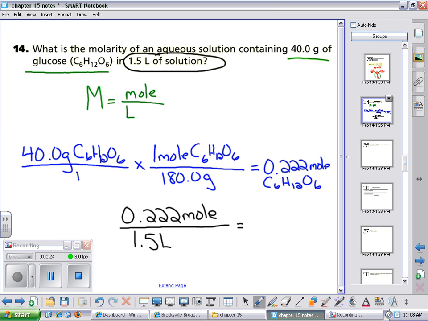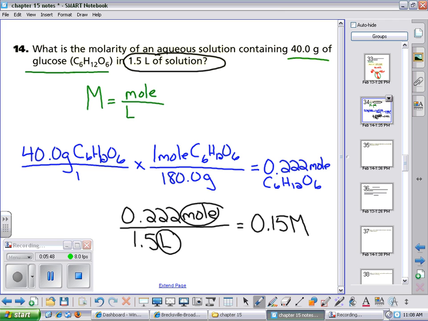Divide those two, and you get, with only 2 sig figs, because 1.5 only has 2 sig figs, 0.15 molar solution. Again, you have a choice here. Moles divided by liters don't cancel out. These units don't cancel. They're two different things.